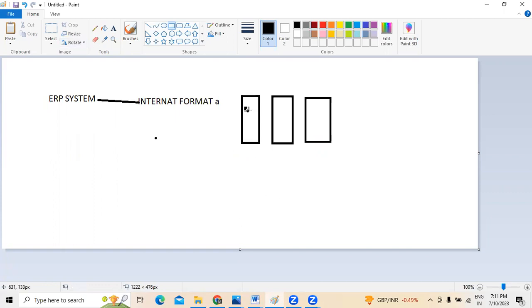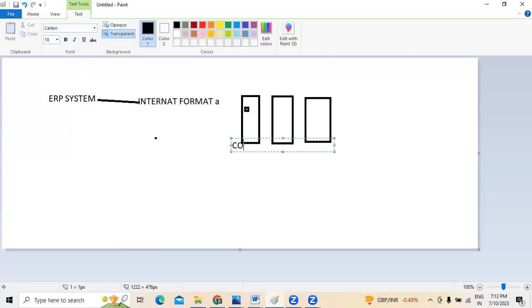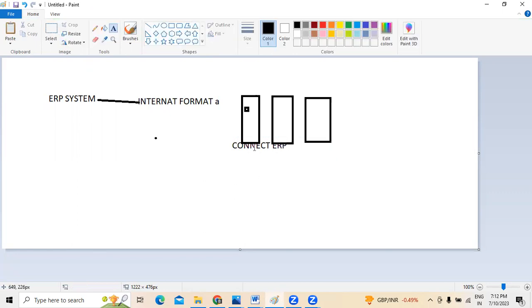I do one thing, let me write over here. Connect ERP is what generally we do. Okay, this is the first one. So once the ERP is connected, whatever the transactions and everything, that will be done as a conversation. This is what generally happens here.